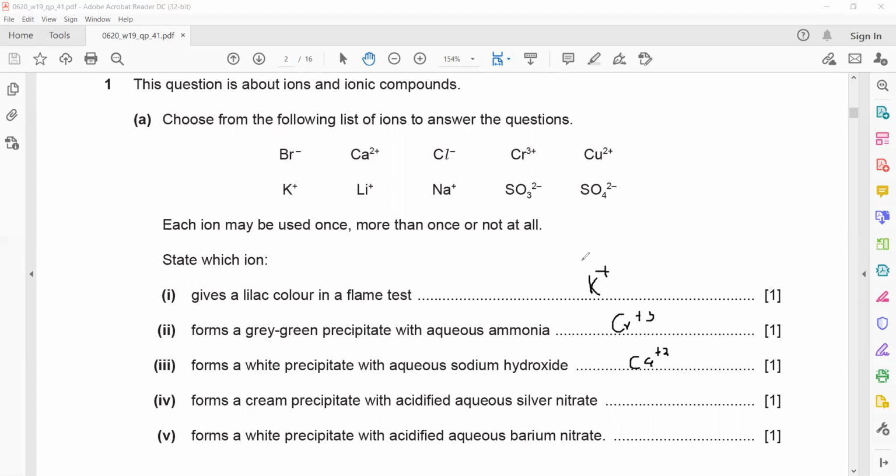And forms a white PPT, white precipitate, with acidified barium nitrate. So acidified barium nitrate, sulfate ions give the white PPT.